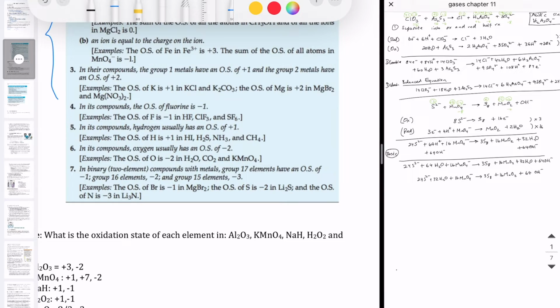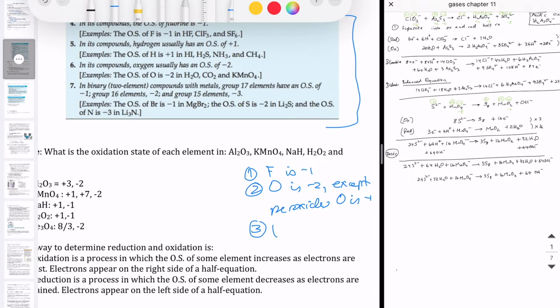So I would ask you to focus on this last bit of the rules, which is that you have to follow this in sequential order. So F is always -1. This is in oxidation number terms. Oxygen is -2, except when you're dealing with peroxide, where oxygen is -1, and then hydrogen is +1, except when you're dealing with hydride. In hydride, hydrogen is -1, and hydrides are compounds where hydrogen is bonded to a metal.